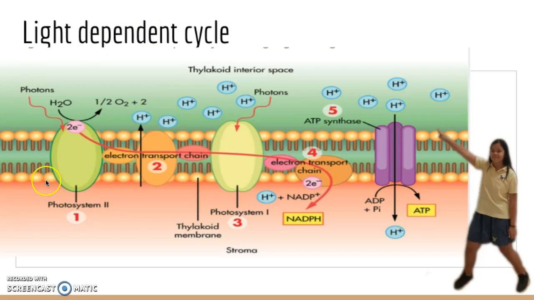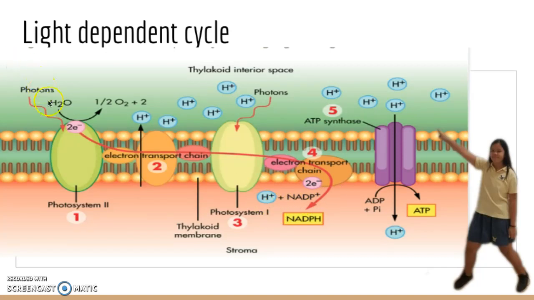It starts out in photosystem 2, where photons from the sun strike it and make the electrons excited. Excited meaning they move fast. They pass through the first electron transport chain. Then in photosystem 1, more photons are hitting it to make the electrons more excited, and so they can pass through the second electron transport chain, making NADPH.